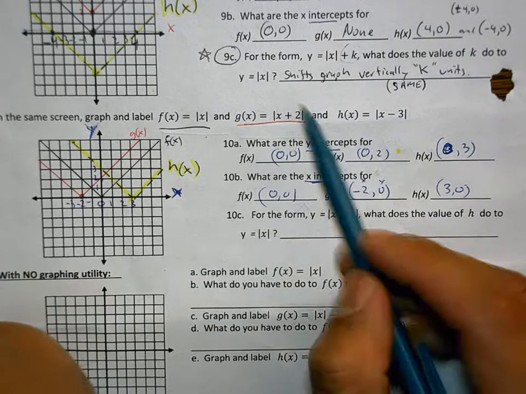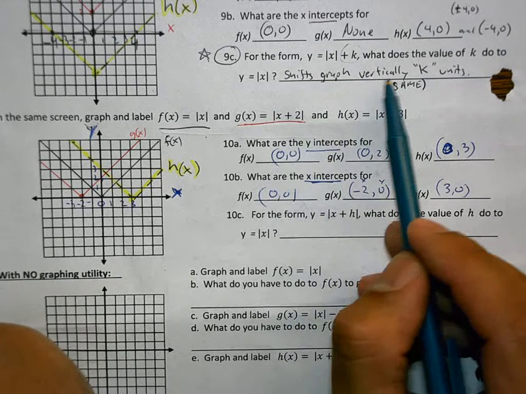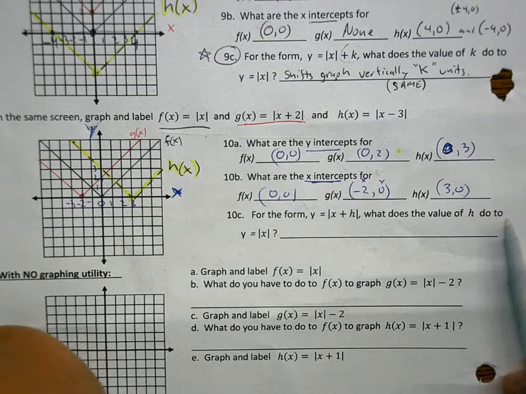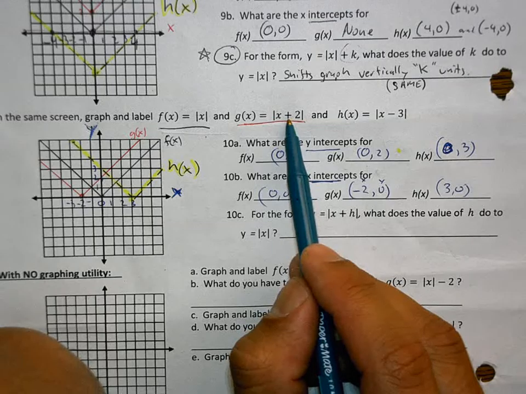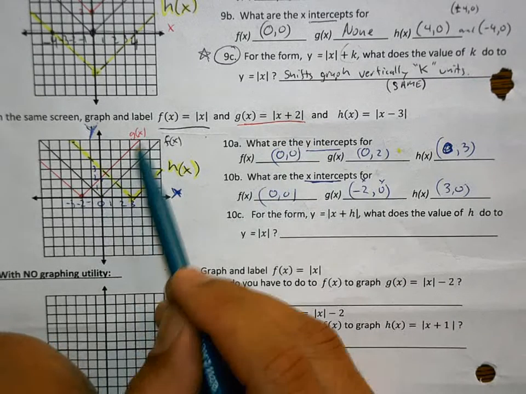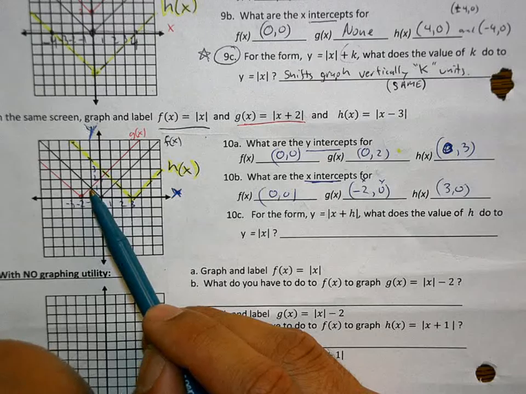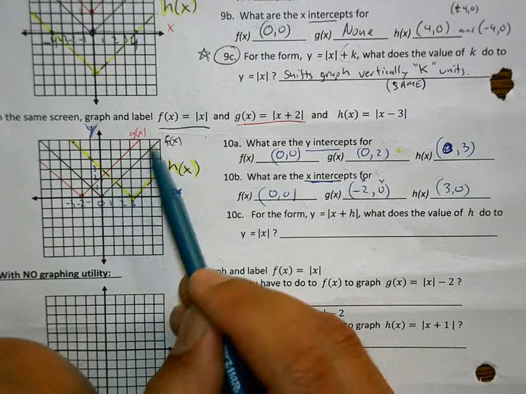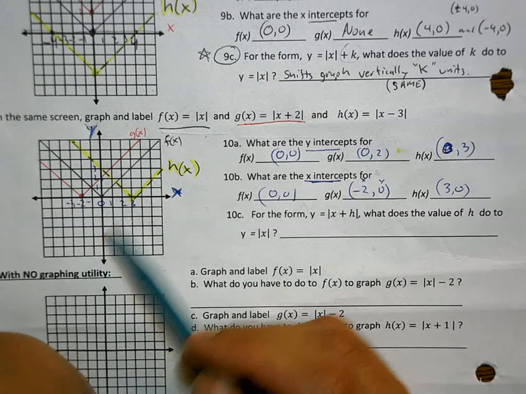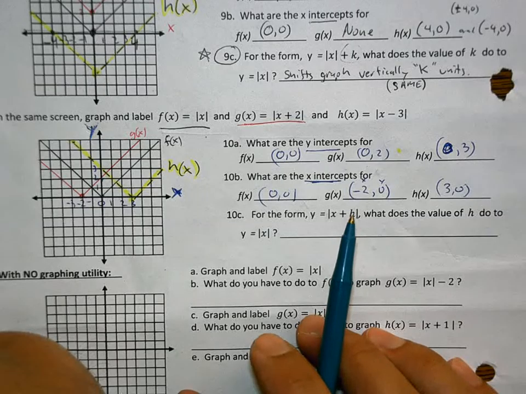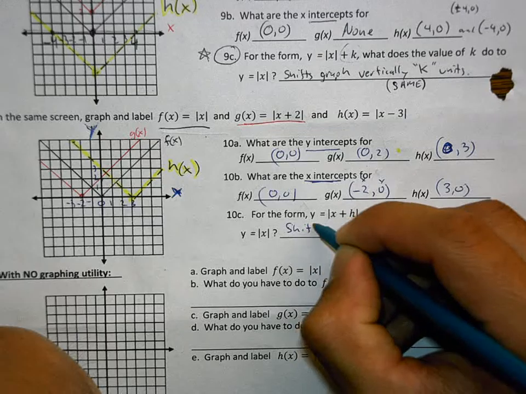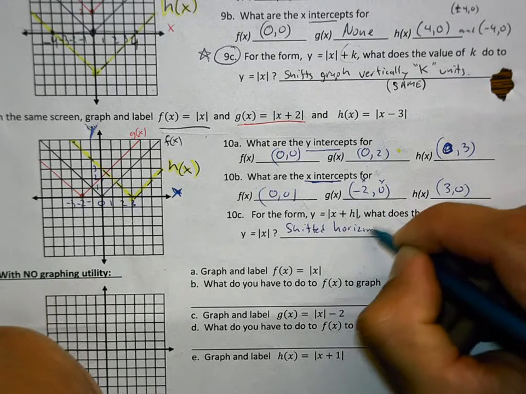Earlier for 9c, we wrote down that this shifted the graph vertically by k units, but when we have an h and it's inside the function, what does the value of h do to y equals absolute value of x? Look at this plus 2. For the graph, which way did the graph go? Up. No, it didn't go up. From this black line to the red line, where did it go? It shifted to the left by 1. No, to the right horizontally by 1.